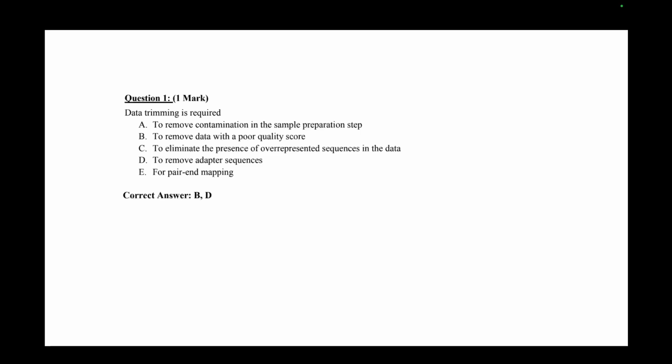Sorry, the D option is basically to remove the adapter sequence. For paired end mapping, you can do it very nicely, but it is not only limited to paired end mapping. You can do it anywhere. But in paired end mapping, if you check the amount of overlap, you can check how much of it is actually the adapter and how much of it is actually the read. So to remove data with poor quality score and to remove adapter sequences, data trimming is used. Okay.